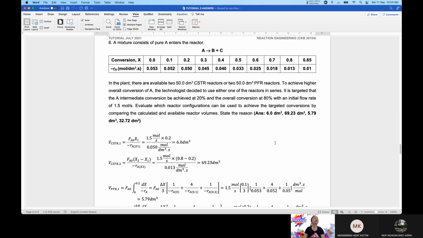Okay. Dia kata, in the plant, soalan ni panjang kan, in the plant they have available 250 dm cube CSTR reactors or 250 dm cube PFR reactors.